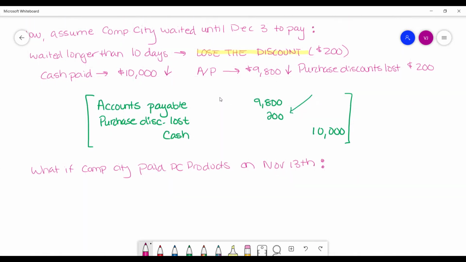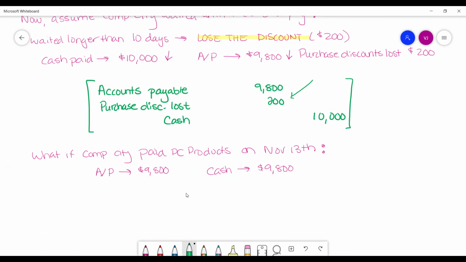So if we paid within the discount period, the accounts payable that you recorded initially was $9,800. How much cash are you going to have to pay? Well, then you get the discount, so you only have to pay $9,800. If you make it within the discount period and use the net method, you will debit accounts payable for $9,800, like we did above. But since you don't lose out on a purchase discount, you get to take the discount. You'll credit cash only for $9,800, if you pay in time to meet that discount.